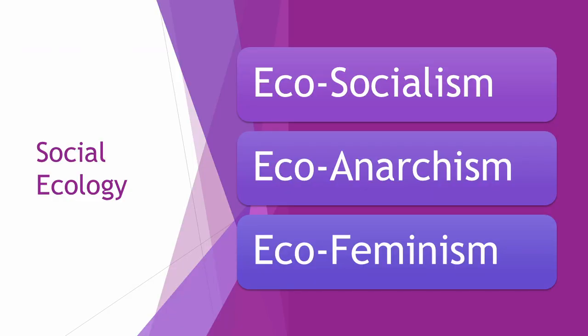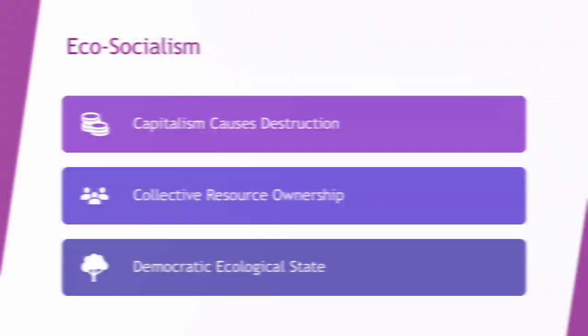Social ecology holds that environmental degradation is caused by existing hierarchical social structures and sustainability can only be achieved through radical social change. Different types of social ecology are eco-socialism, eco-anarchism, and eco-feminism. Eco-socialism argues that capitalism causes ecological destruction, and environmental justice requires a socialist transformation. The eco-socialist view on ecology is that ecological balance can only be achieved through collective ownership and control of resources.